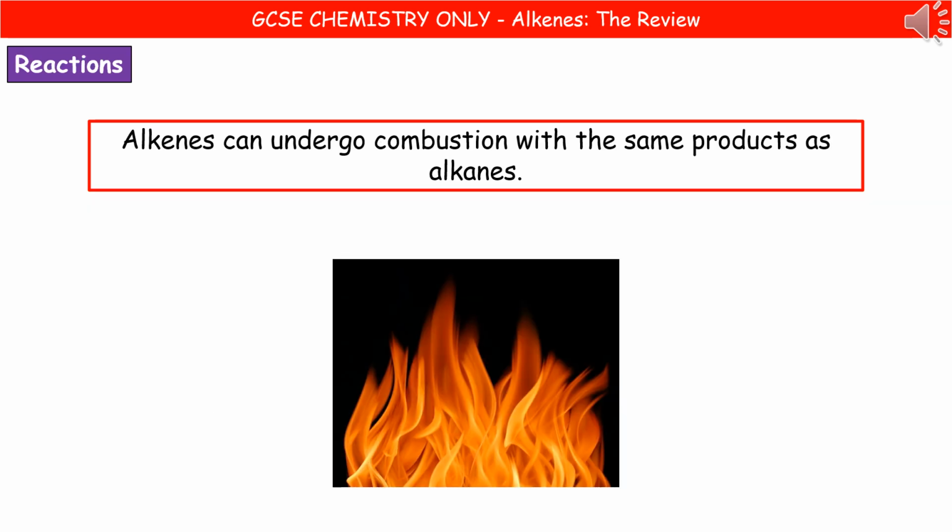When we're thinking about the reactions of the alkenes, then they're going to undergo combustion reactions with exactly the same products as the alkanes, because at the end of the day they're made of exactly the same elements as the alkanes. So complete combustion, which is going to make carbon dioxide and water; incomplete combustion, which is going to make carbon, carbon monoxide and water.